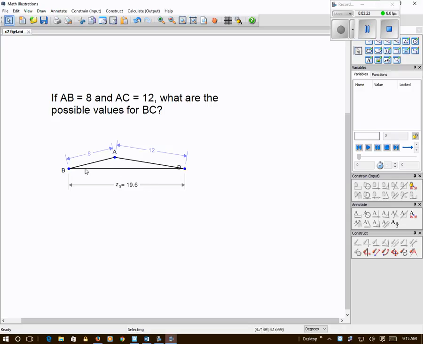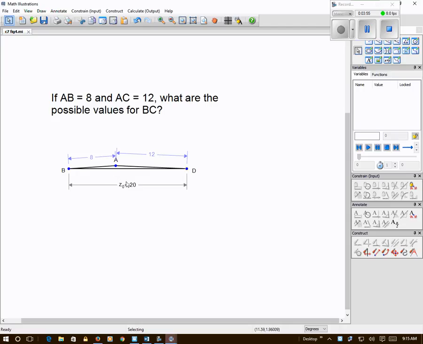Since AB is 8 and AD is 12, we know that it can't get any longer than 8 plus 12, or 20. The computer rounds it a little bit here, so it doesn't quite show it. But can it be 20? No, because if that happens, point A would be right on segment BD, and it would just form a line segment and not a triangle.